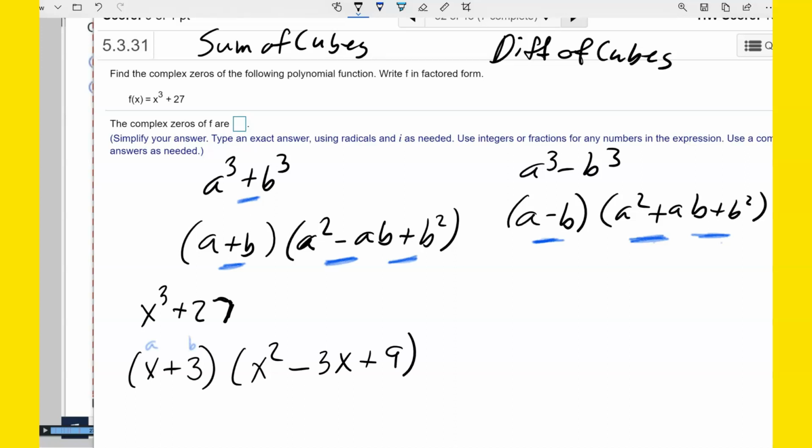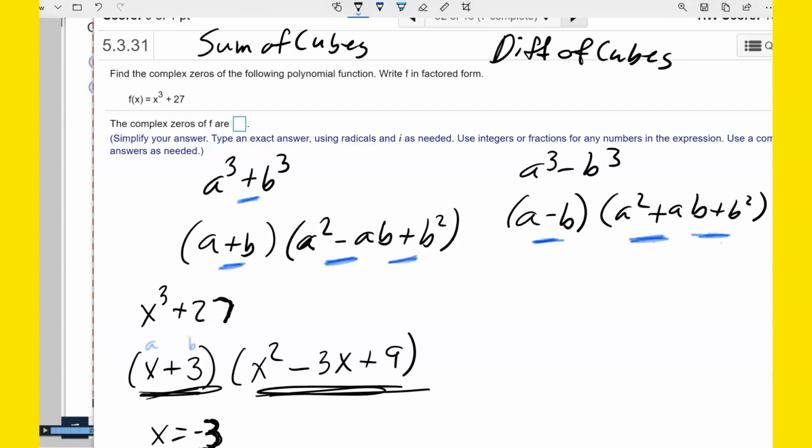So if this thing factors like this, then I just set this one equal to 0, and I get x equals negative 3, as we already saw. And if I set this one equal to 0, I've got to do the quadratic formula, which we've already done, and we get those answers we got before. So that's another way to do it and arrive at the same answer.